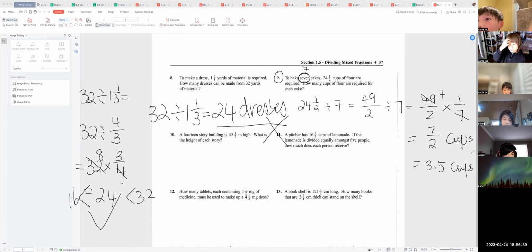Okay, I just noticed that a lot of students aren't quite familiar with how to do the mixed number divided by a number. Okay, so number 10 and number 11, both of them.